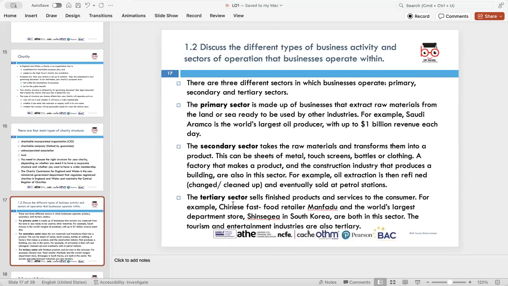The tertiary sector is responsible for selling finished products and services to end users for profit. Both the Chinese fast food retailer Mianfudu and the South Korean department store Shinsegae, which is the largest department store in the world, are examples of businesses that operate in this industry. There are also tertiary industries such as the tourist and entertainment industry.